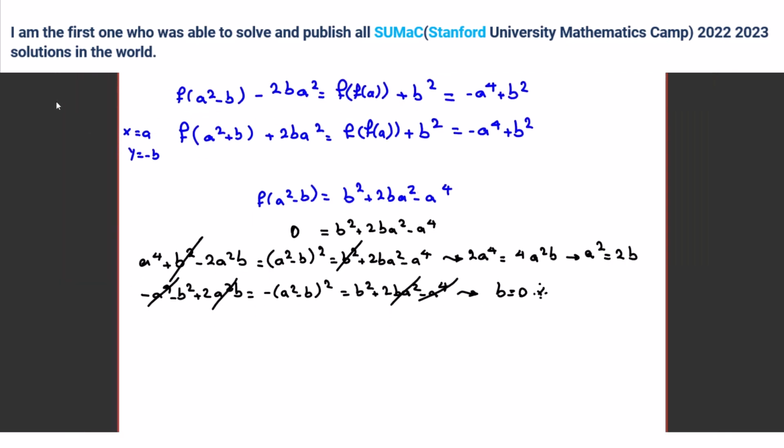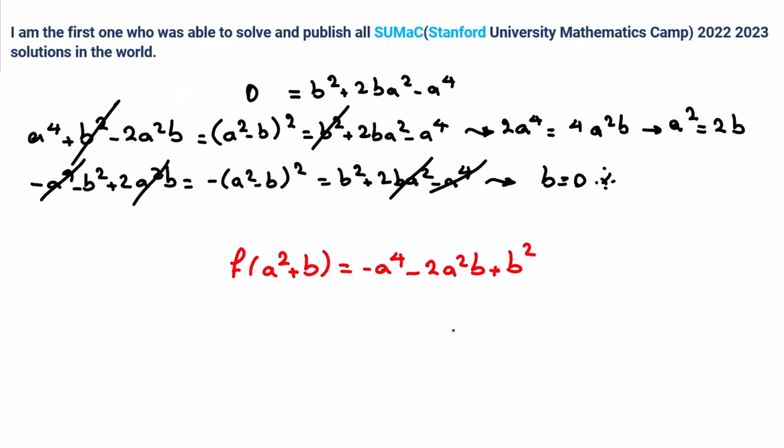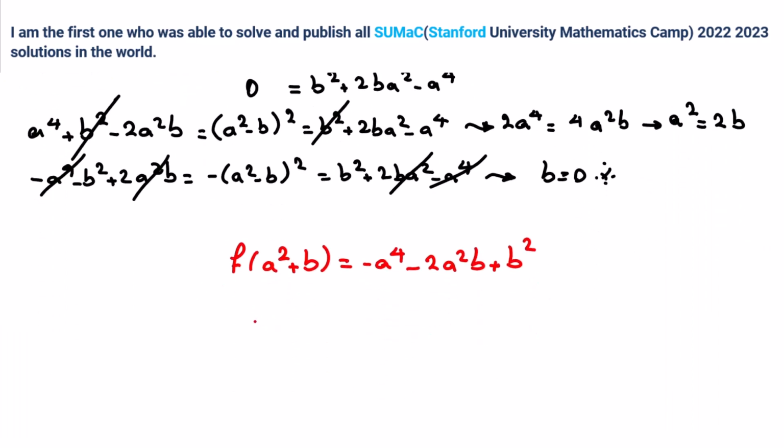Now let's check next one. Again, you can say f of this one is equal to f of a squared plus b is equal to what? From here, f of a squared is negative a to the 4 minus 2a squared b plus b squared. Exactly. Again, we can consider 3 cases, right? We can say it is equal to a squared minus b squared 0, or a squared plus b whole squared, or negative of that, right? Alright. It is equal to this.